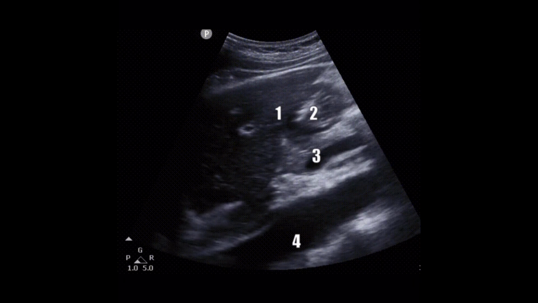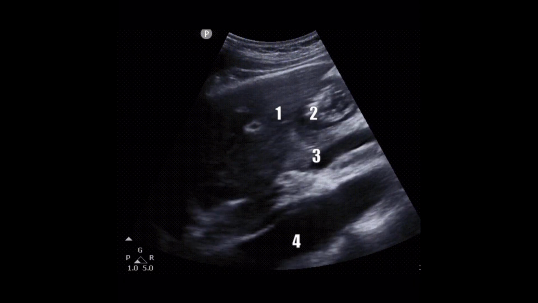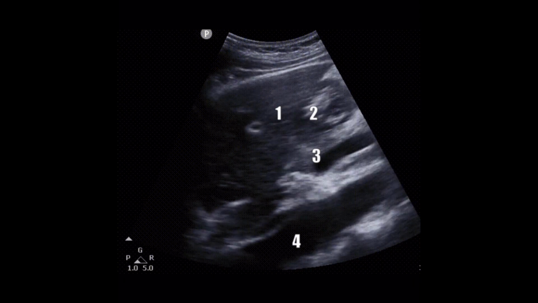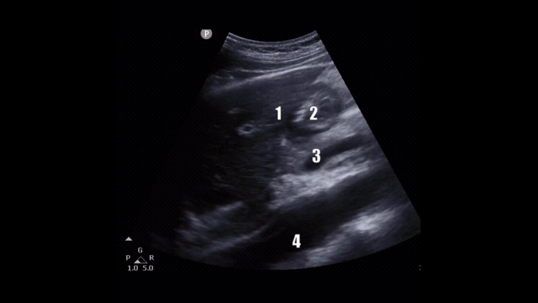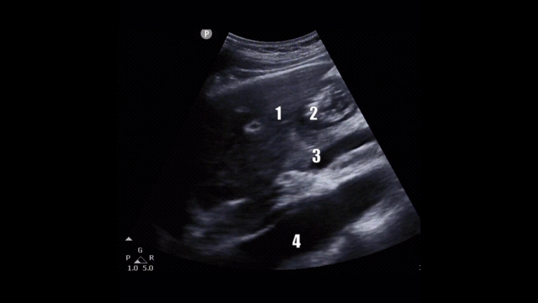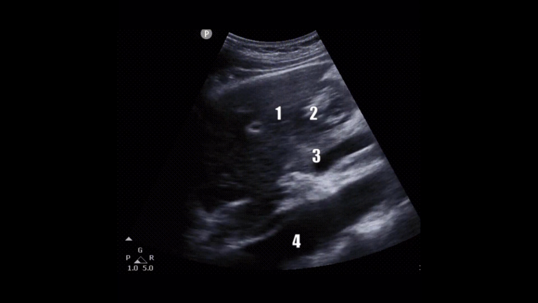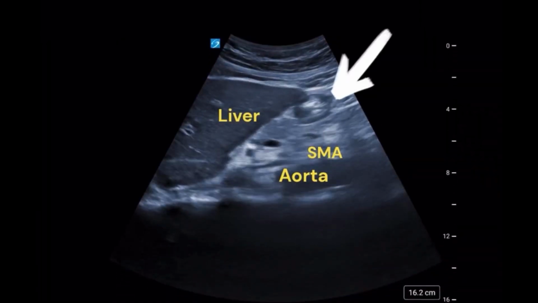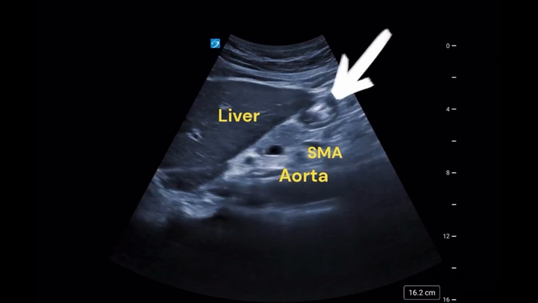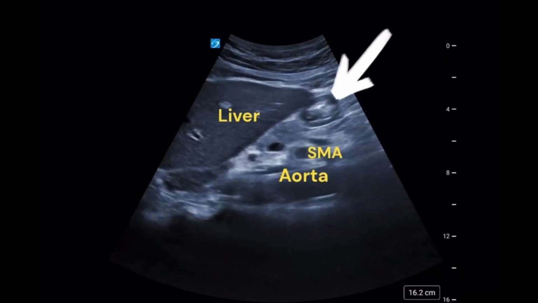Okay, so we got an image here. What is number 1? 1 is the liver. What about number 4? 4 is the aorta. What about 3? Superior mesenteric artery. And what about number 2? 2 would be the antrum. Excellent. We're going to focus on that arrow, the antrum. That's where we're going to diagnose our patient.